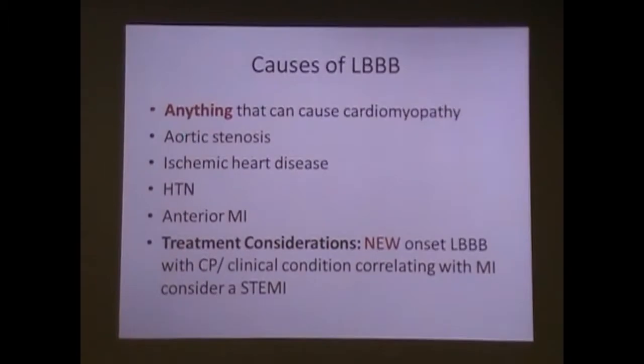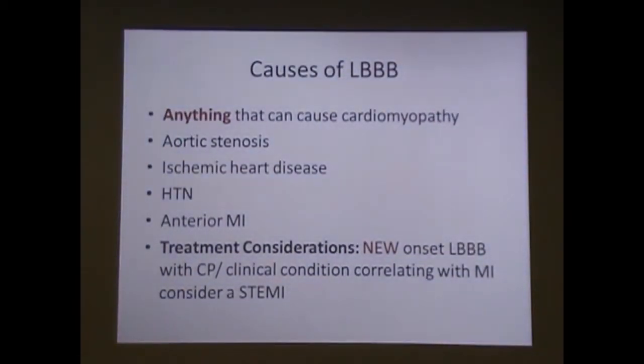So treatment considerations: new onset of left bundle branch with chest pain and clinical conditions correlated with MI, consider it as STEMI. Working in the cath lab, we would always rather have you have a higher index of suspicion than a lower index of suspicion. It's hard in the field because we don't have old EKGs. We don't know if this is a new left bundle branch block. We don't know a lot of those things. But if their clinical conditions are correlating with ACS, treat it as such, let the hospital know, and then they can make a decision on what they want to do.